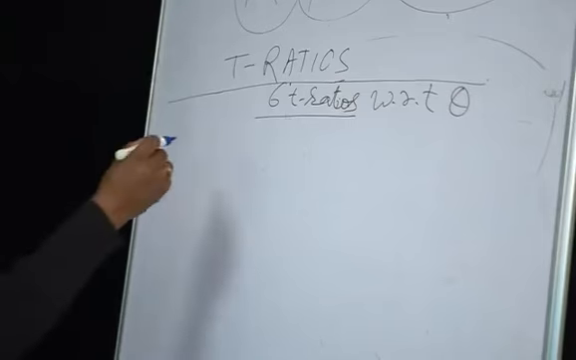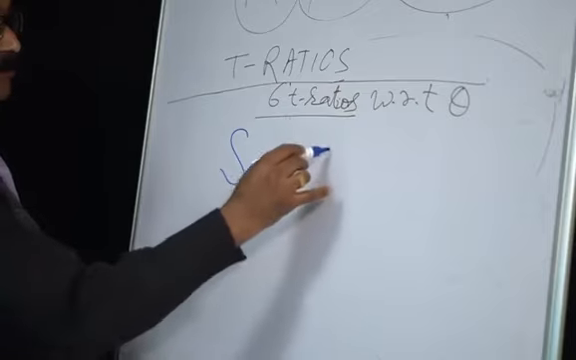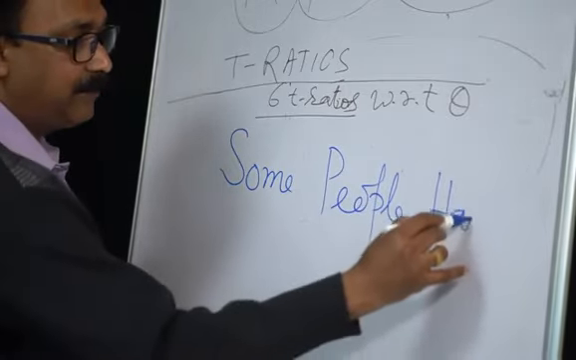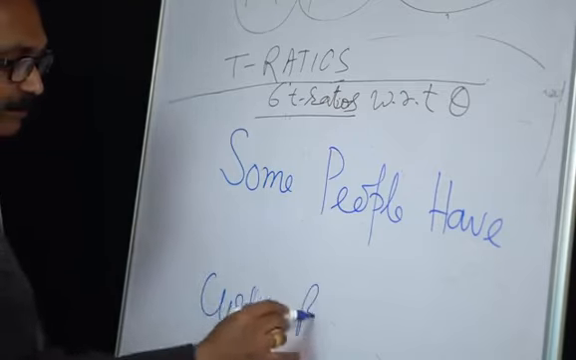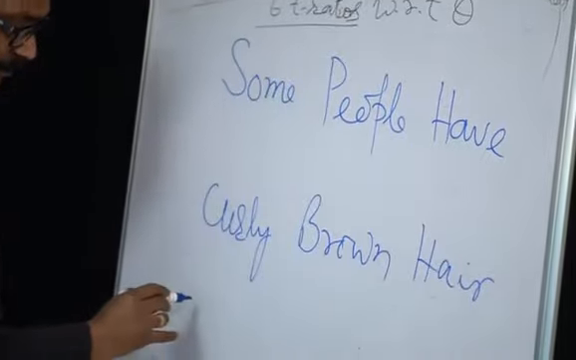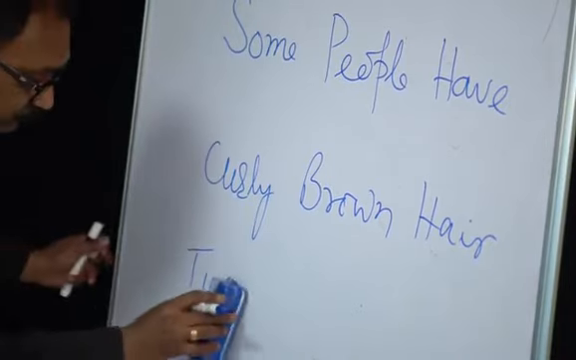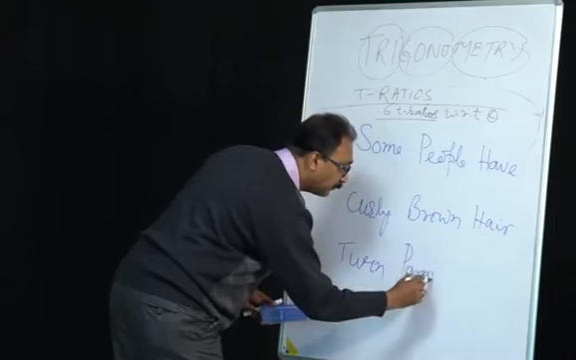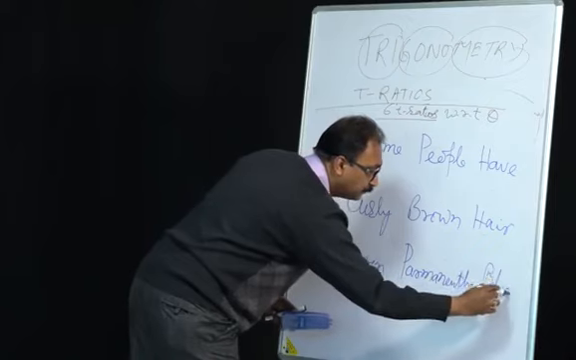Now look here. If I make one small poem like this: Some people have curly brown hair, turn permanently black. Okay.